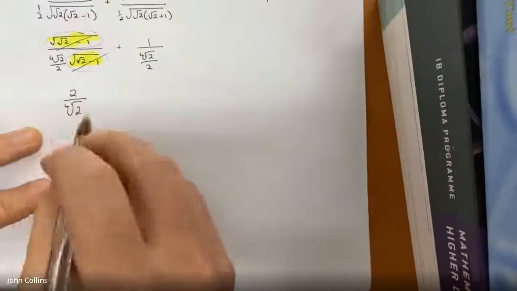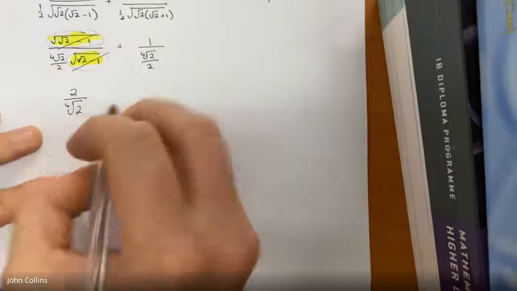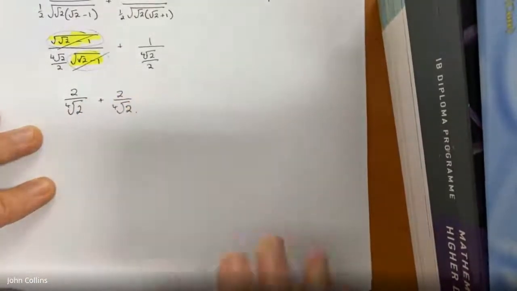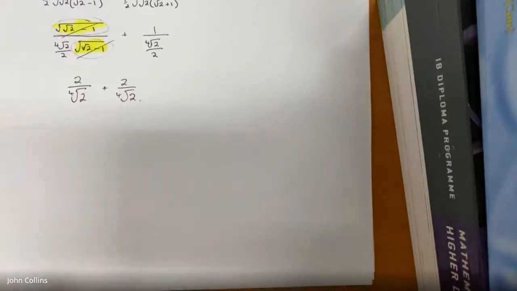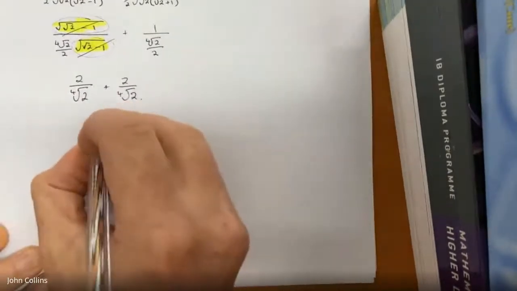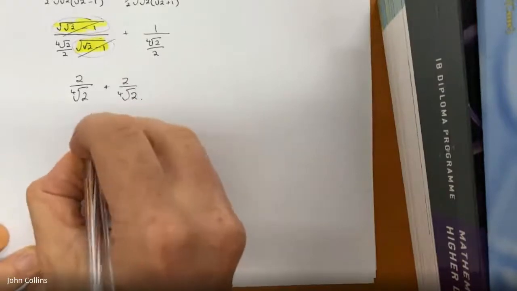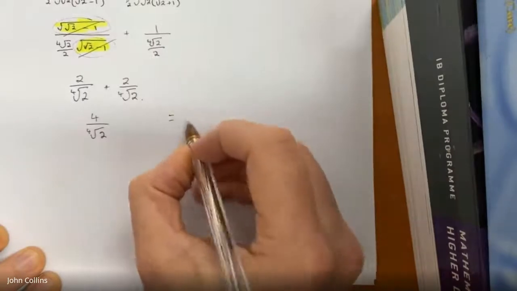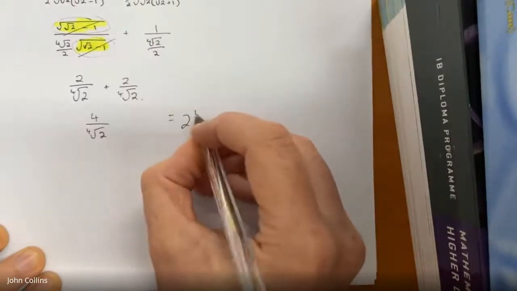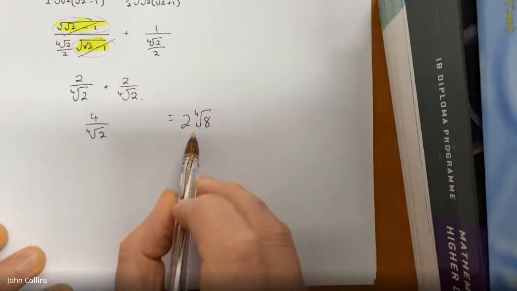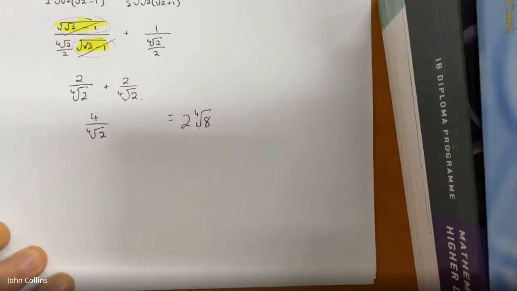Oh, yes, so it's going to be 2 over the 4th root of 2 plus 2 over the 4th root of 2. And then all of a sudden, you can hopefully see that that's going to be 4 over the 4th root of 2. Now, my whole thing is to get that to equal the 4th root of 8. So I'm not quite there yet.